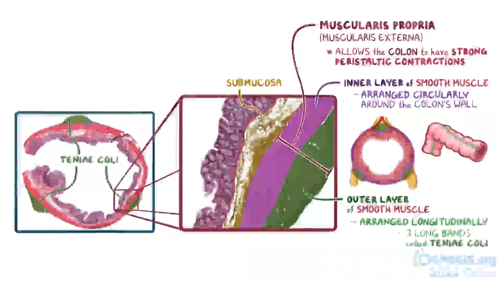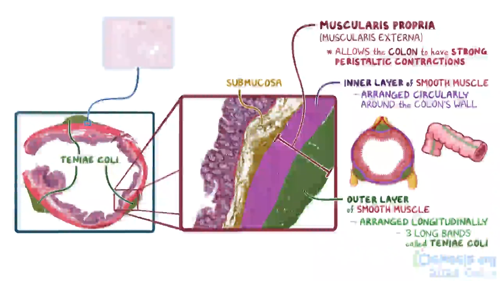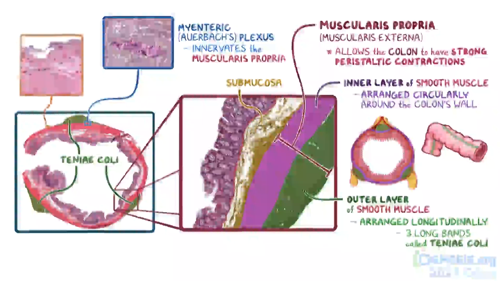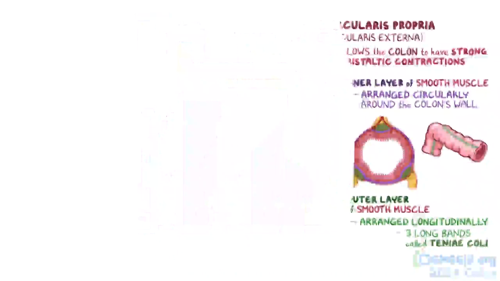Between the two layers of muscle, we can see cross-sections of nerves from another network of nerves called the myenteric or Auerbach's plexus, which is responsible for innervating the muscle fibers of the muscularis propria. Also, some portions of the colon will have an additional thin layer of connective tissue that surrounds the muscularis propria called the serosa.